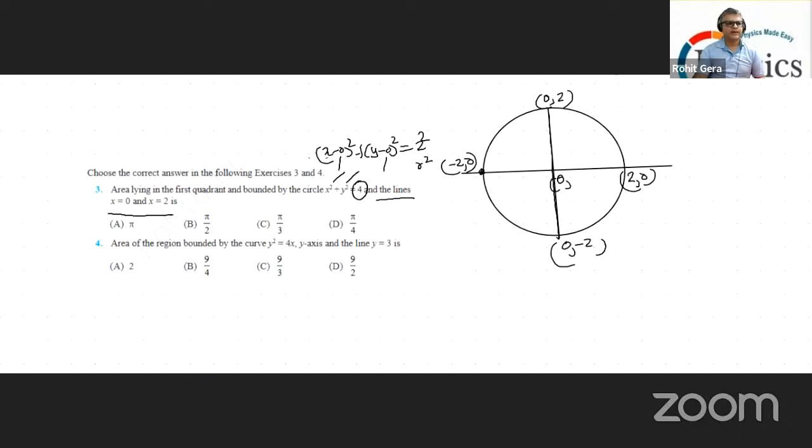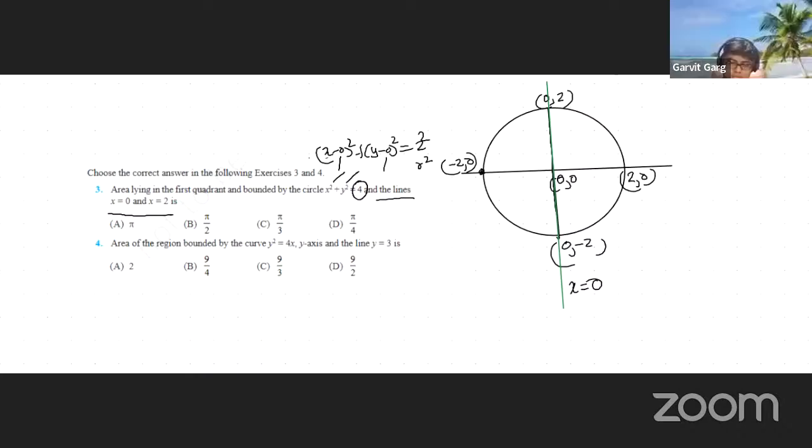And it says bounded by line x is equal to 0. So if I were to draw the line x is equal to 0, he means the y-axis itself. If you notice, the y-axis means what? What is the equation of the y-axis? x is equal to 0. So x is equal to 0. The second line he's saying is x is equal to 2.